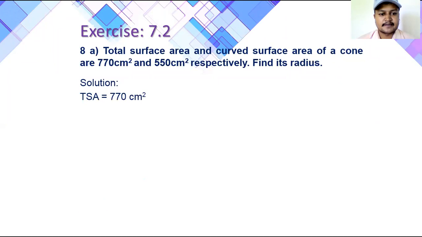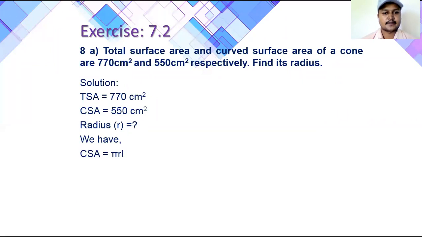Total surface area is 770 square centimeter and curved surface area is equal to 550 square centimeter, and it is said to find out the radius. So at first use the formula of curved surface area, that is pi RL. I said we are going to use this formula, but actually we are going to put the value of this CSA in the formula of total surface area.